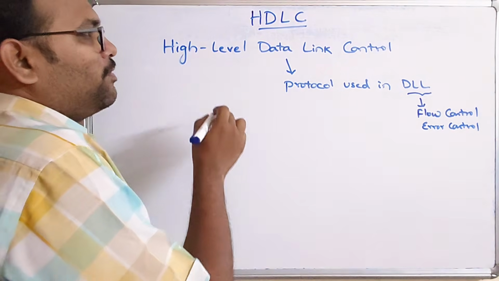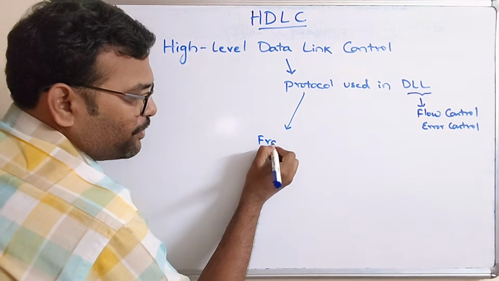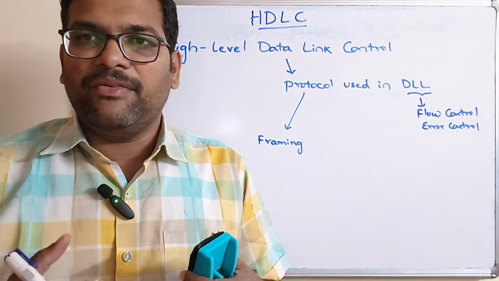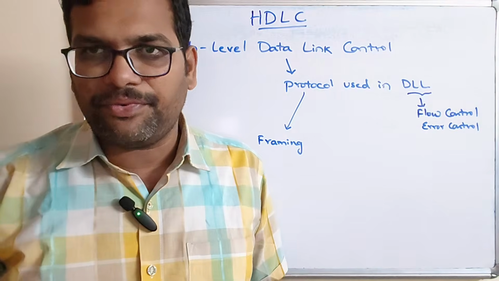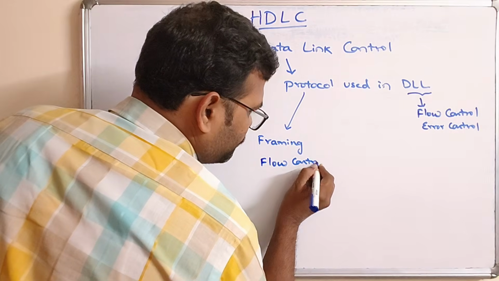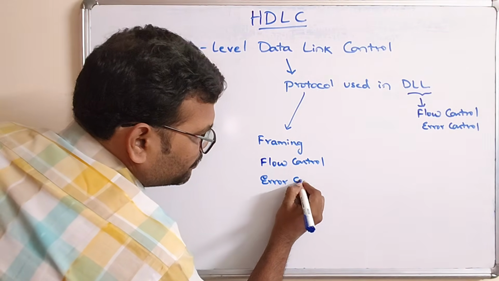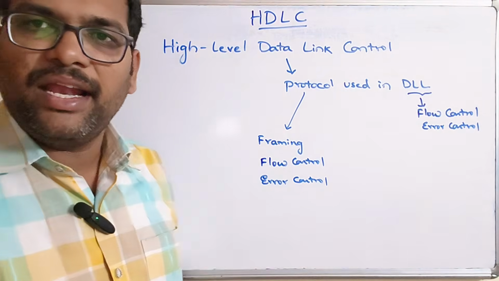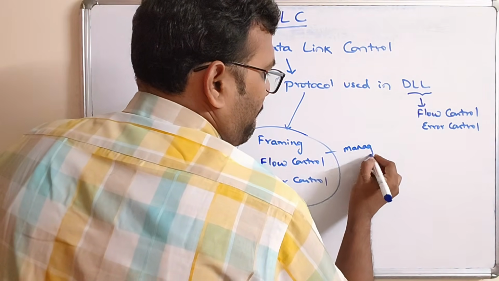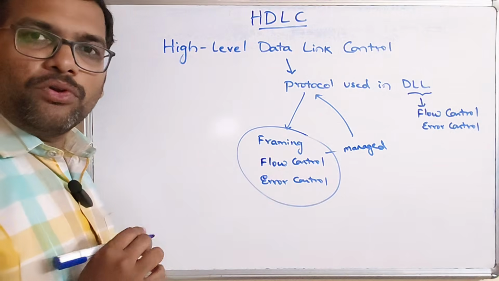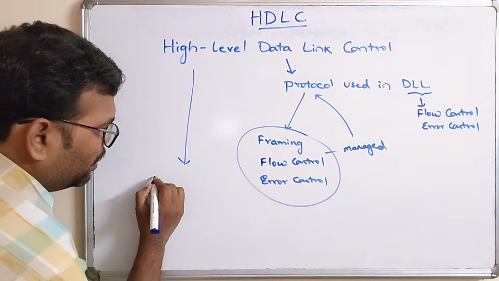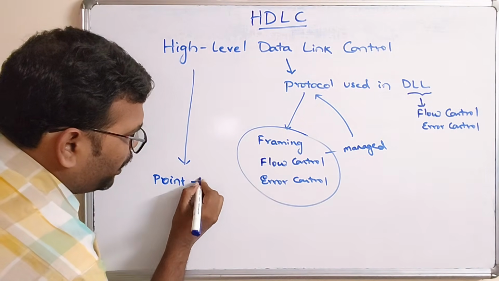The main purpose of this particular protocol is framing. Framing means if the data is large, that data will be divided into different parts, and each part we call a frame. So that is framing, and as we know, flow control and error control. We have already discussed flow control and error control, right? So all these things will be managed by this HDLC protocol.